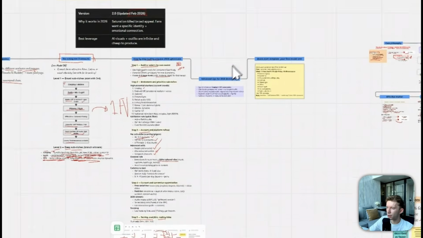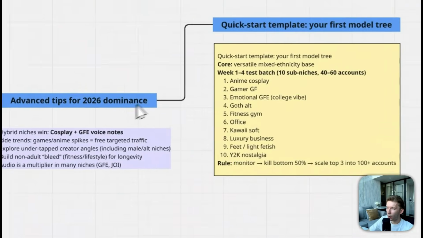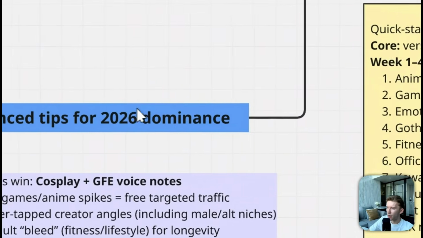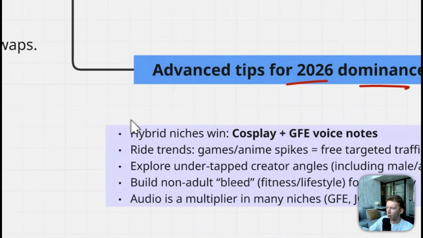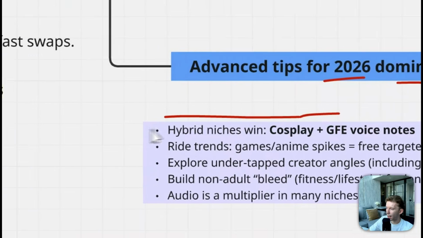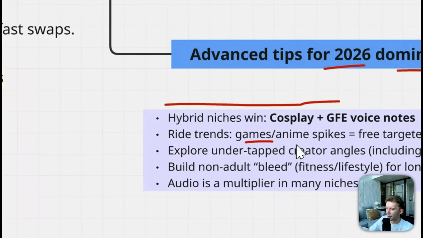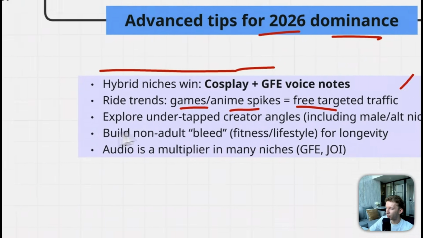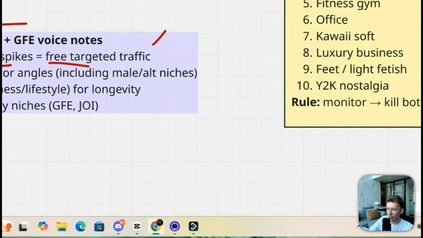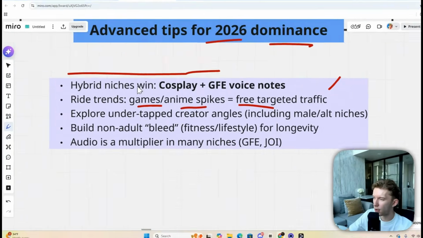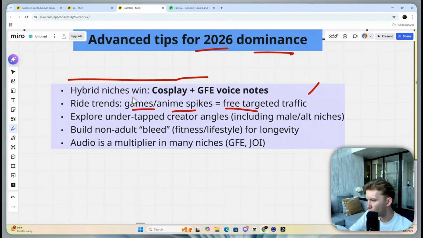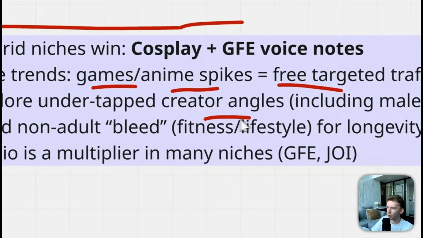All right, boys. So let's quickly go into the advanced tips for 2026 dominance, right? Hybrid niches win. So cosplay, stuff like that, games, anime spikes. It's just free traffic, right? Just ride all the trends that you see. Anything you see your competitors are doing that are performing, make a page like theirs, replicate it with your model. Steal, steal, steal.